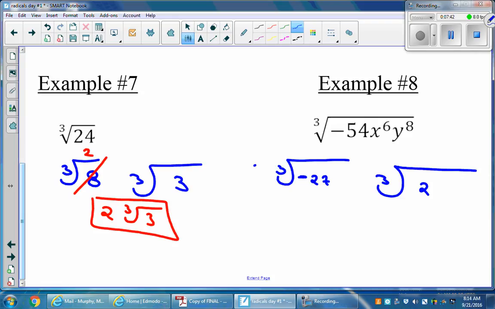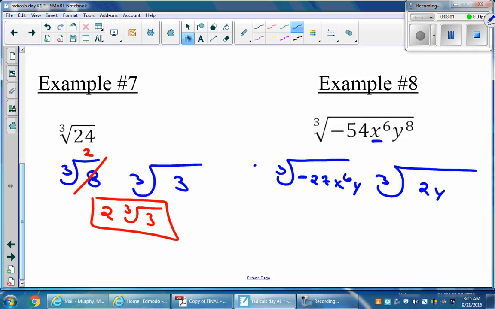Now I look at my variables. I have x to the 6th. X to the 6th is a perfect cube because the exponent is divisible by 3. So the x to the 6th is going to go on the left-hand side. Now I look at my y's. It says y to the 8th. Well, y to the 8th is not a perfect cube because 8 is not divisible by 3. So now I have to take that and break it up into 2 pieces. I'm going to put a y on the left and a y on the right.